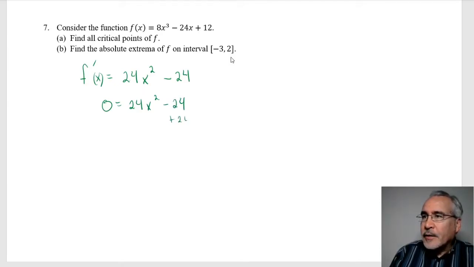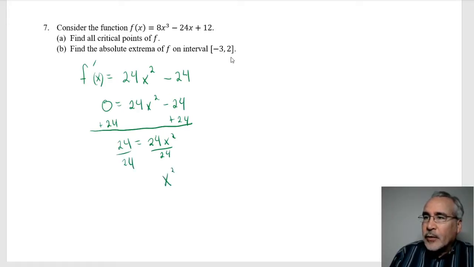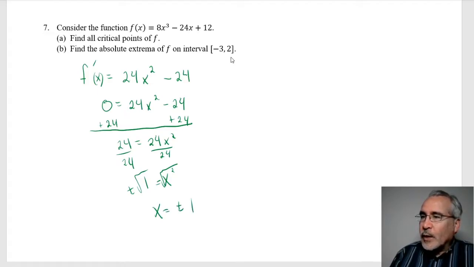So I add 24 to both sides. Divide both sides by 24. We get that x squared equals 1. So when I take the square root of both sides, remember when I do this, I get a plus or minus answer. So I get that x equals plus or minus 1. So the critical points, find all critical points, x equals -1 and 1, 2 of them.